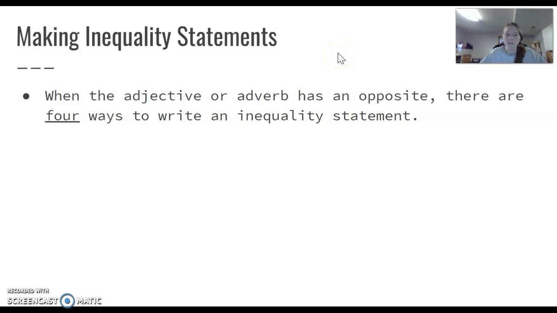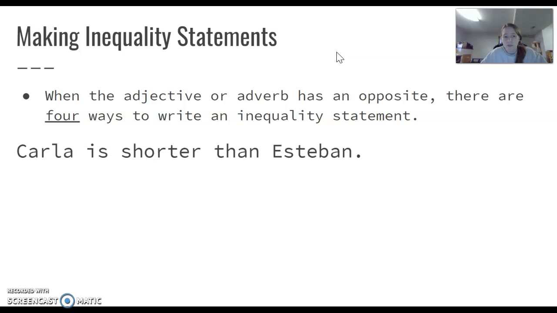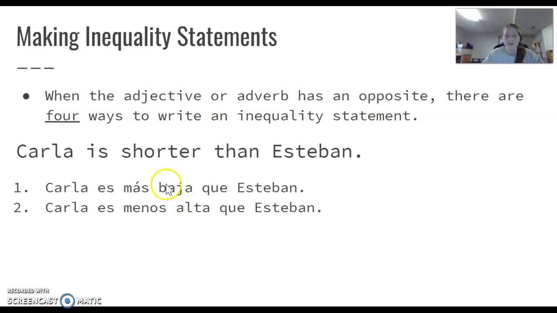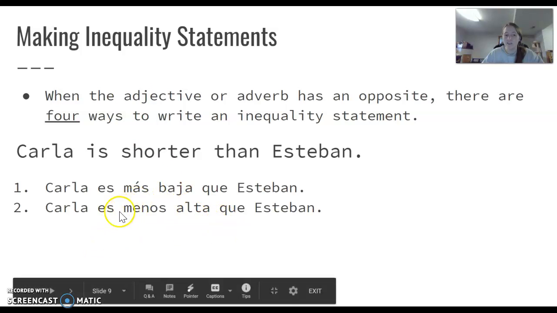Like I was just saying, when an adjective or an adverb has an opposite, there are actually 4 ways to write that equality statement. So Carla is shorter than Esteban. I can say Carla is more short than Esteban. I can say Carla is less tall than Esteban. And then I can flip-flop it. Let me just go through that because it gets a little wordy. So I can say Carla es más baja que Esteban. She is more short than. I can say Carla es menos alta que. I can say she's less tall than.